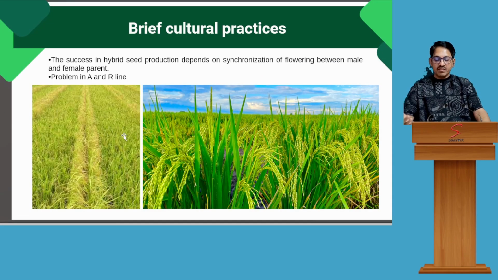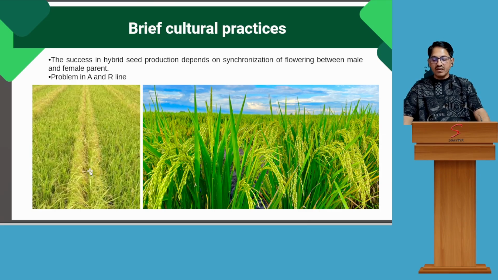The same thing as we discussed in case of varietal seed production, the brief cultural practices. The success in hybrid seed production depends on synchronization of flowering between male and female parents. You can see here, these are the male parents, two lines of male parents, and six or four lines of female parents.